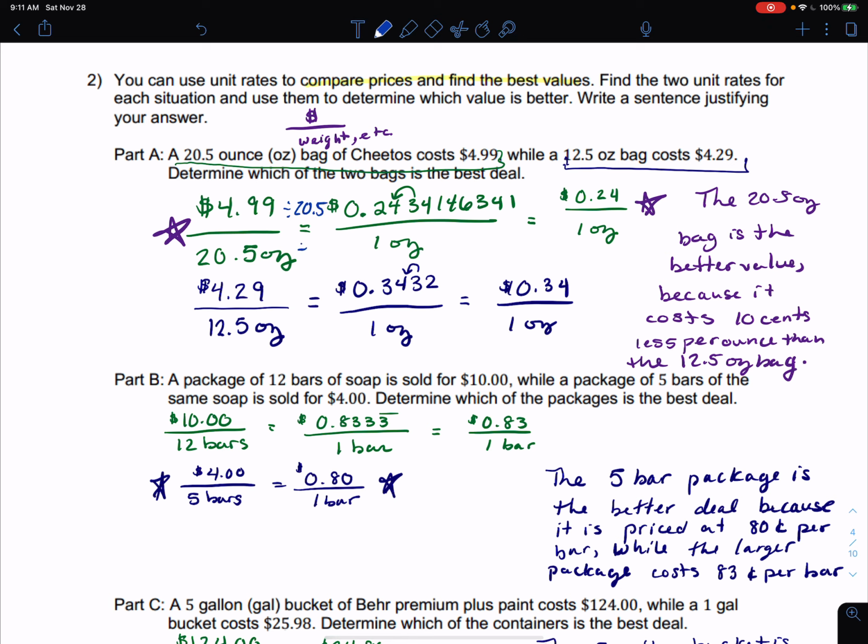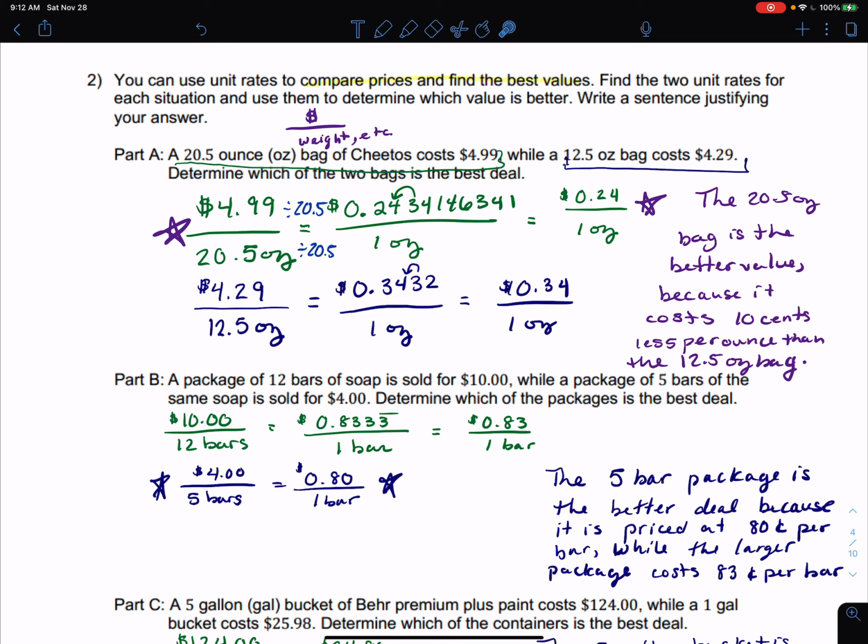To get this into a unit rate, we're going to divide by that denominator. So divide by 20.5. As you can see up in our numerator, that gives us this very long number. It gives us 0.24341426341. So because we're talking about money, I rounded it to the nearest cent. The 3 told me to leave that 4 alone. So I said that the unit rate, or that unit cost, is 24 cents per 1 ounce.